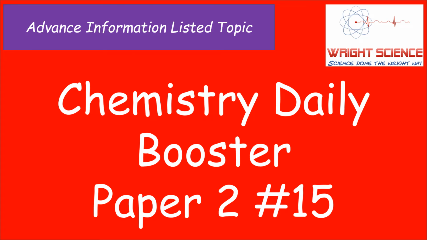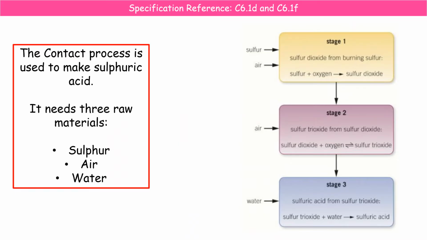This is number 15 in our series for paper 2, and it is advanced information listed for both foundation chemistry and higher tier chemistry. What we're going to be looking at today then are some other key reactions, and we're going to start off with the contact process. Contact process is the process we're going to use to make sulphuric acid, and there are three raw materials we need at the start. First one, sulphur.